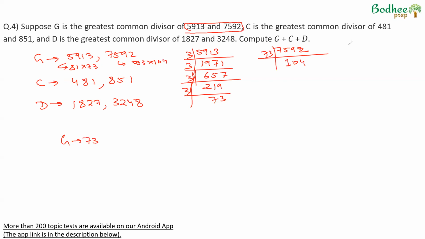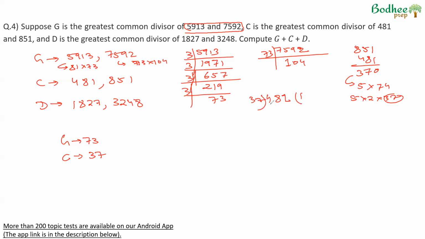When we look at C, 481 and 851, I'm looking at the difference, which is 370. 370 does not divide either of the numbers, but it is divisible by 5. So if we factorize, it becomes 5 into 74, which is 5 into 2 into 37. The only possibility for C is 37. It should divide the numbers. I'm just checking with, say, 481. 37 ones are 37, minus 11, 111, 3s are 111. So this is done. C becomes 37.